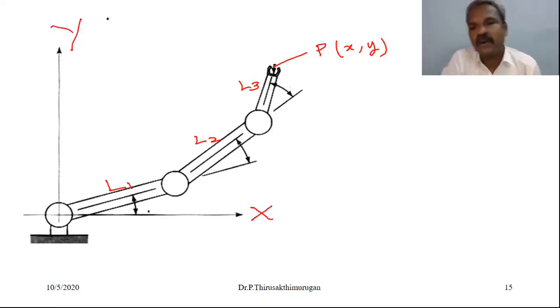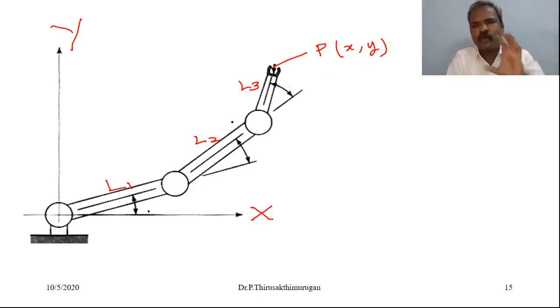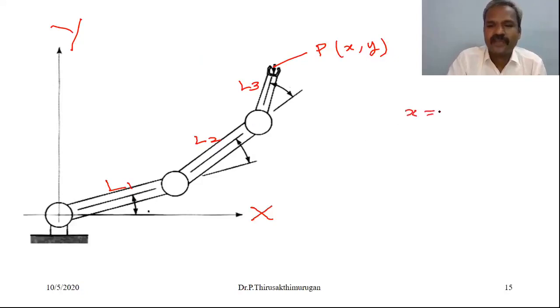This X and Y are called global parameters. The small x and y are frame parameters, the robot body frame coordinates, whereas the capital letter X and Y are called global parameters. Sometimes it happens that x equals capital X, and similarly small y equals capital Y.